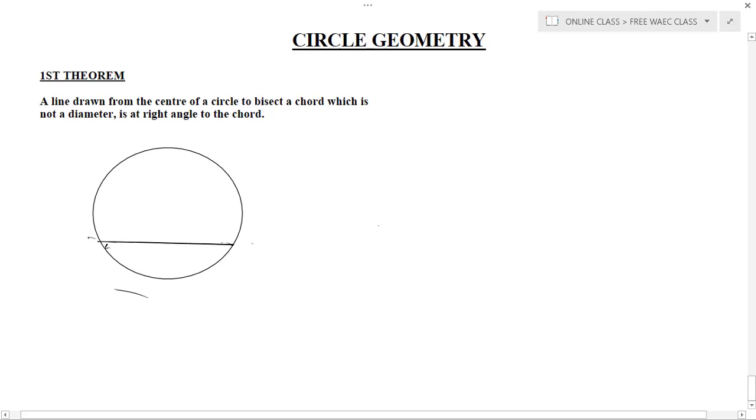Is a chord. Let's say here is the center. Now draw a line from the center down like this. So the rule says that, let's say here is a chord AB, and the center is always characterized with O. Now the rule says that if a line is drawn from the center of the circle to bisect this line AB, let's say here it meets it at M, AM and MB must be the same.